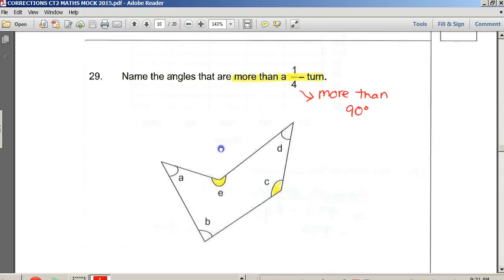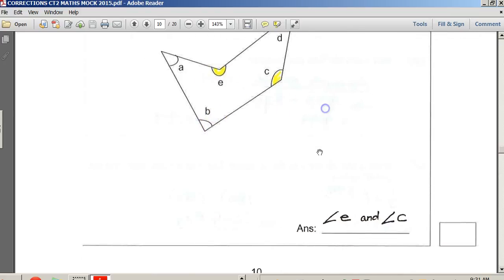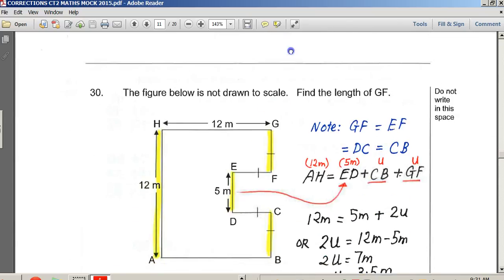Now this one, name the angles that are more than 1/4 turn. It means more than 90 degrees. If you look at this, obviously this is smaller than 90, this is just smaller than 90. Use your ruler or set square to check. And the other two, the answer is E and C. You may put angle E and angle C, or just E and C, and make sure they're in small letters. Alright, let's carry on.